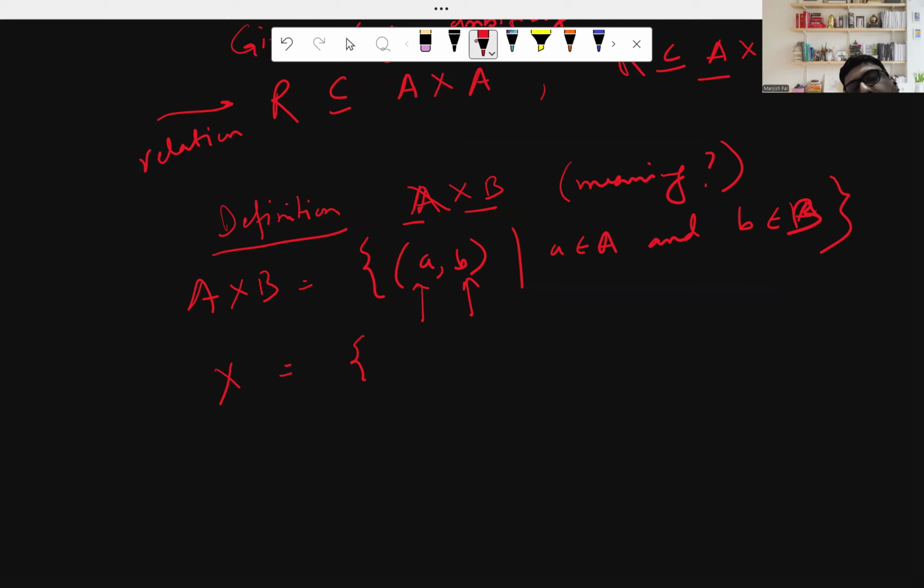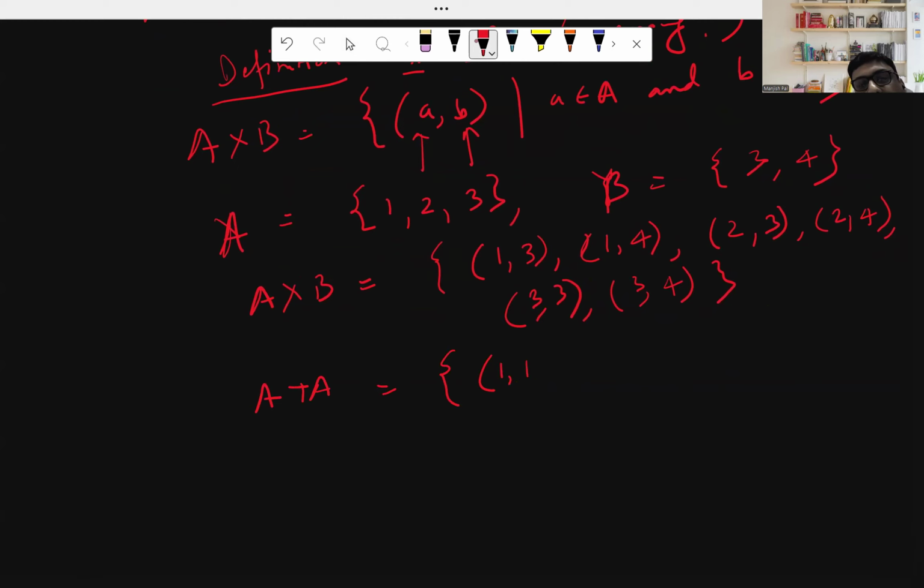So if I have A as 1, 2, 3, and B as 3, 4, then A cross B will be the set of all pairs (1,3), (1,4), (2,3), (2,4), (3,3), (3,4).